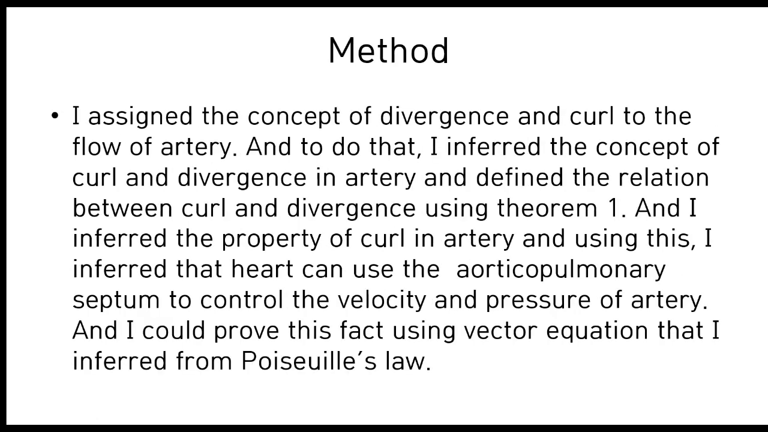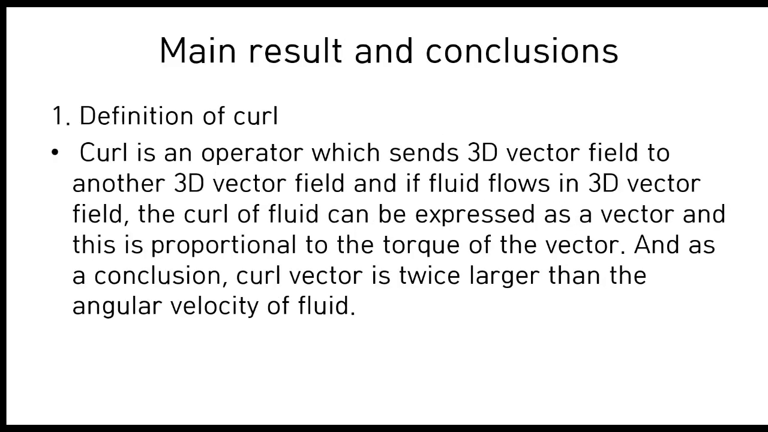I assigned the concept of divergence and curl to the flow of artery, and to do that I inferred the concept of curl and divergence in artery and defined the relation between curl and divergence using theorem 1. And I inferred the property of curl in artery. Using this, I inferred that heart can use the aorticopulmonary septum to control the velocity and pressure of artery. And I could prove this fact using vector equation that I inferred from Poiseuille law.